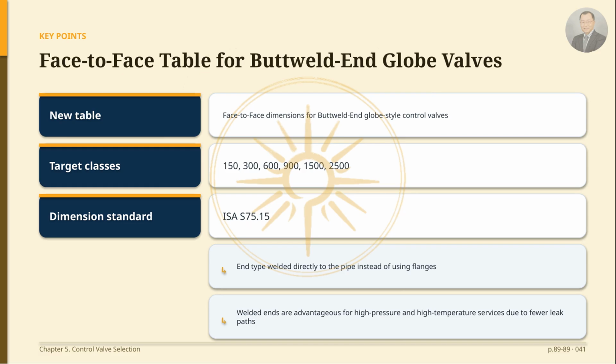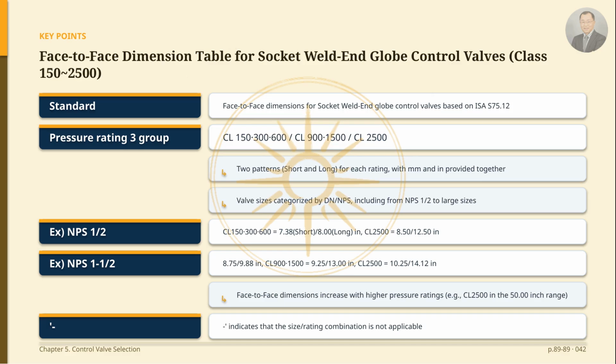However, since the valve is difficult to remove once welded, maintenance plans must be considered together. I would like to introduce the face-to-face dimensions for socket weld-end globe-style control valves. This table is based on the ISA 75.12 standard and defines the distance between the two ends of the valve, known as the face-to-face dimension.